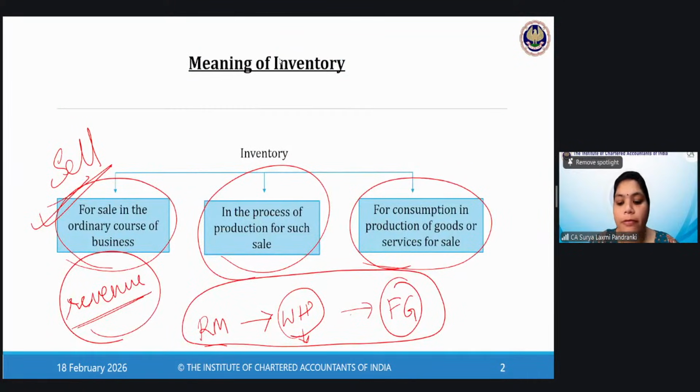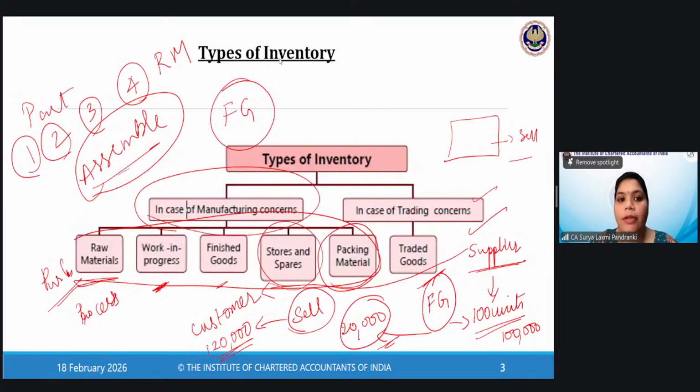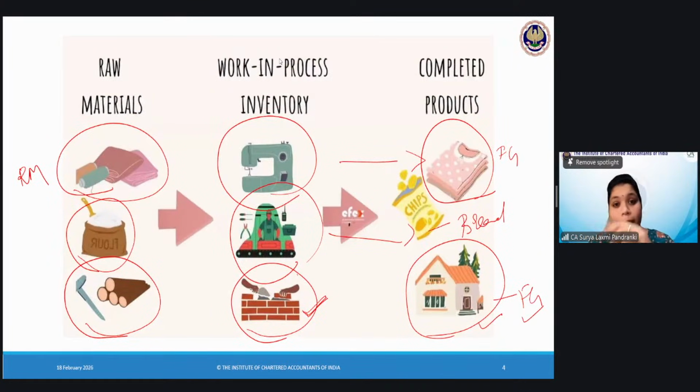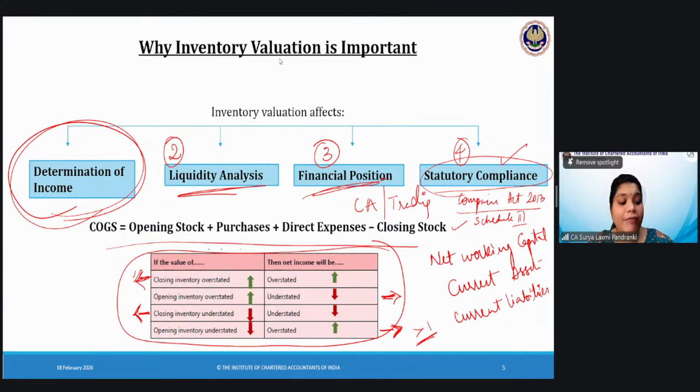We just started off with the meaning of inventory. Then we looked at the types of inventories that we have for manufacturing concerns and trading concerns. And then we also saw why inventory valuation is important. We didn't do the valuation till now. We didn't see how you will have to value the inventory. We just have seen the reasons why we are doing the valuation, or why it is important.